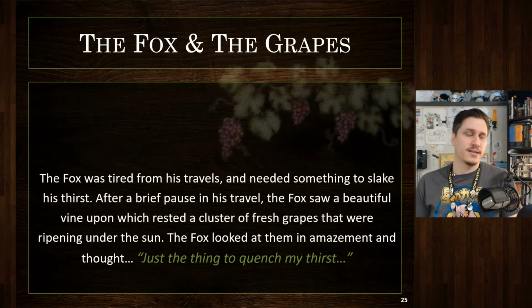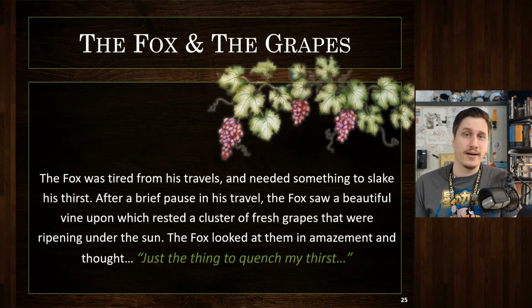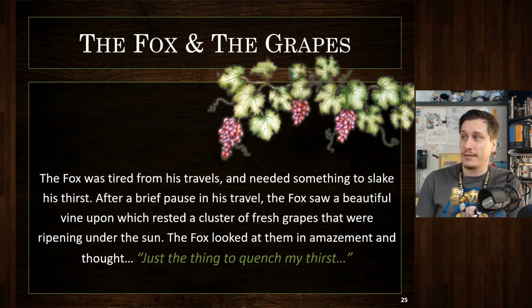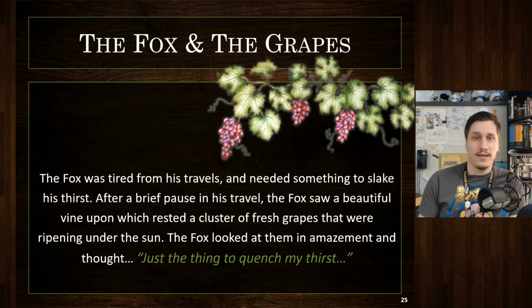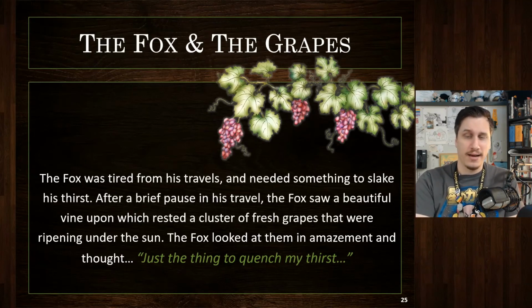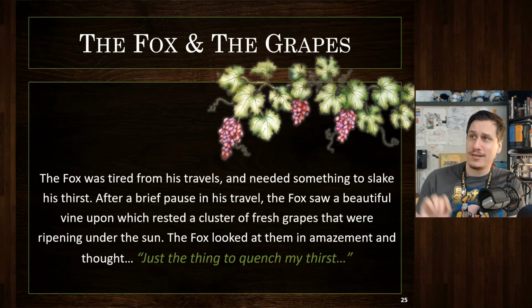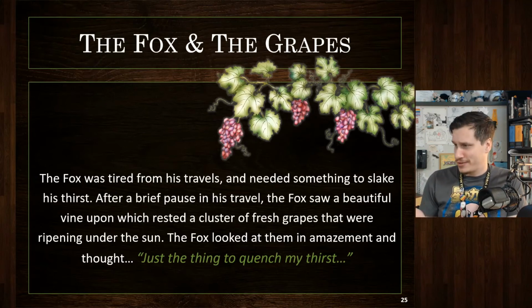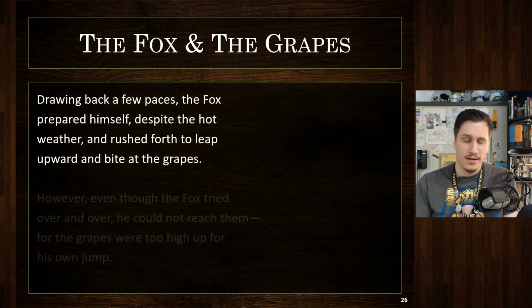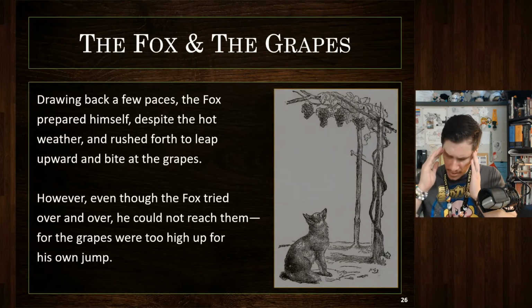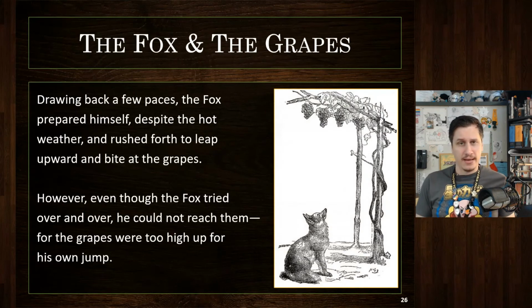Now this fox is like, "Hey, I'm really tired." And he really needed something to slake his thirst. He's really thirsty, right? So he looks around and he's like, ooh. And then he sees some grapes on a vine, right? And he's like, perfect. Just the thing I need to quench my thirst. Okay? So the fox takes a few steps back and he's like, okay, all I have to do is run and jump, right?